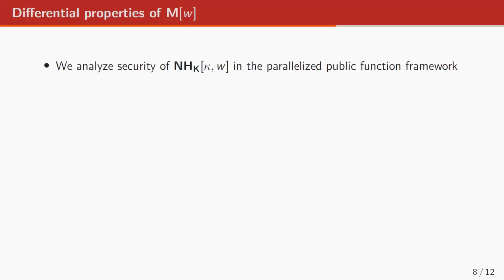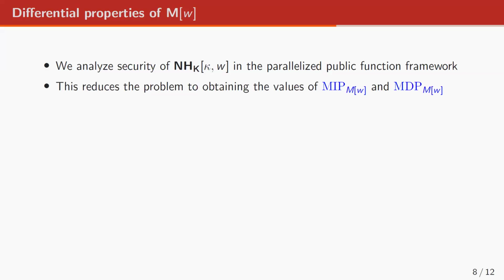Now, as we mentioned, the NH hash function follows the parallel construction, so we can also analyze its security in the parallelized public function framework. In this framework, the problem of obtaining the universality of the NH hash function reduces to simply obtaining the maximum image probability and maximum differential probability of the W-bit multiplication. We show that the maximum image probability of a W-bit multiplication is upper bounded by 2 to the power minus W plus 1, and this is a very tight upper bound. And the maximum differential probability is simply 2 to the power of minus W.